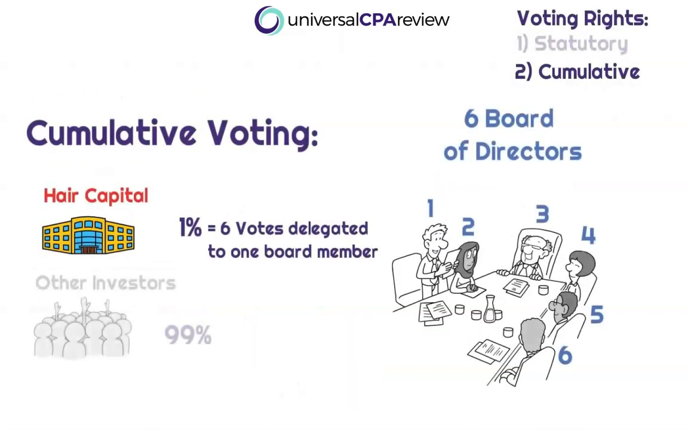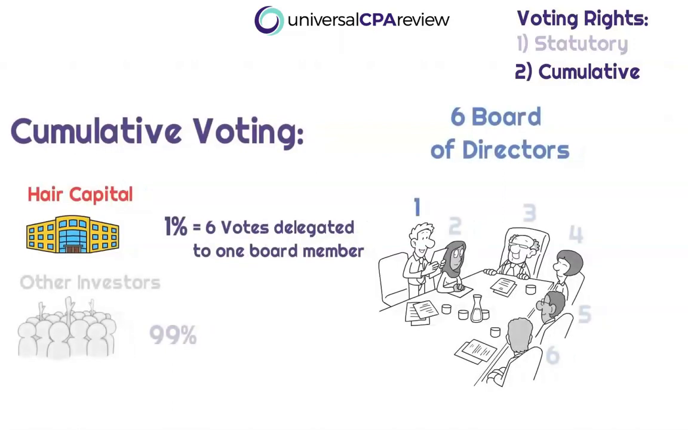Whereas cumulative voting is essentially when shareholders come together, join forces, and pool their votes cumulatively. All right, so let's say, for example, again, there are 6 board members being elected. And again, Hair Capital only makes up 1% of the common shares outstanding. In this case, they're going to be able to vote 6 times, 1 for each candidate. But if they decide that they want to pool their votes together and allocate them all to one candidate, effectively they would be voting 6% of their total shares for one candidate.